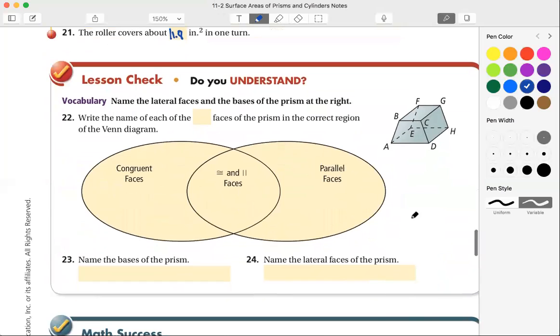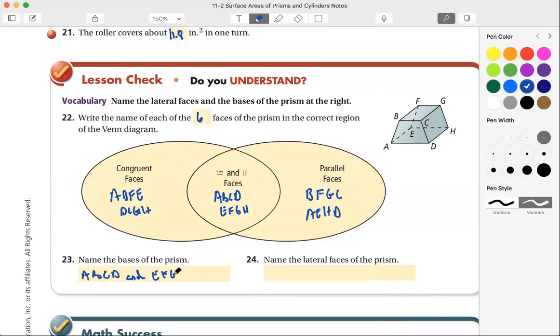Name the lateral faces and the bases of the prism at the right. We're going to write the name of each of the 6 faces of the prism in the correct Venn diagram. Which ones are congruent and parallel? Let's do the center first: A, B, C, D and E, F, G, H. The ones that are just congruent: A, B, F, E and D, C, G, H. The ones that are parallel: B, F, G, C and A, E, H, D. So the bases of the prism are A, B, C, D and E, F, G, H.